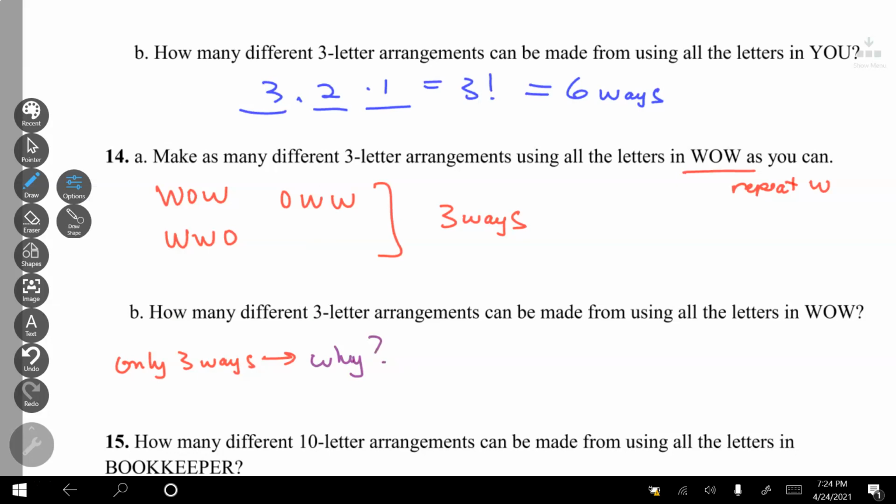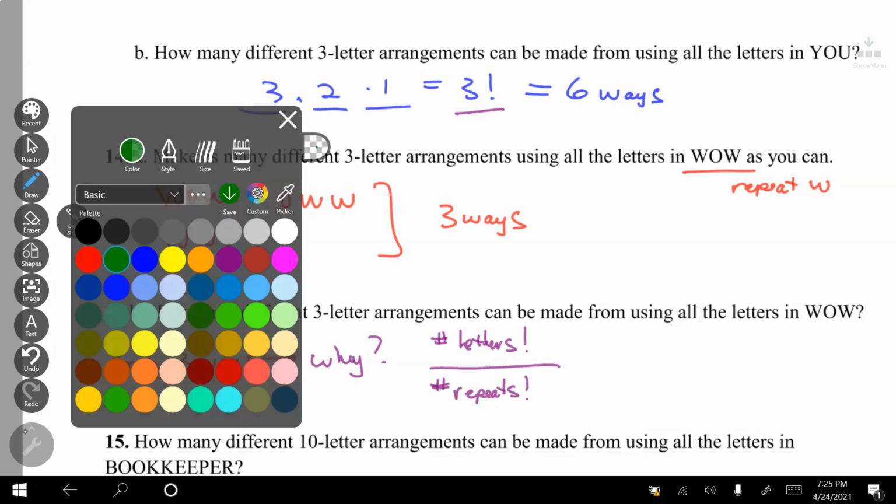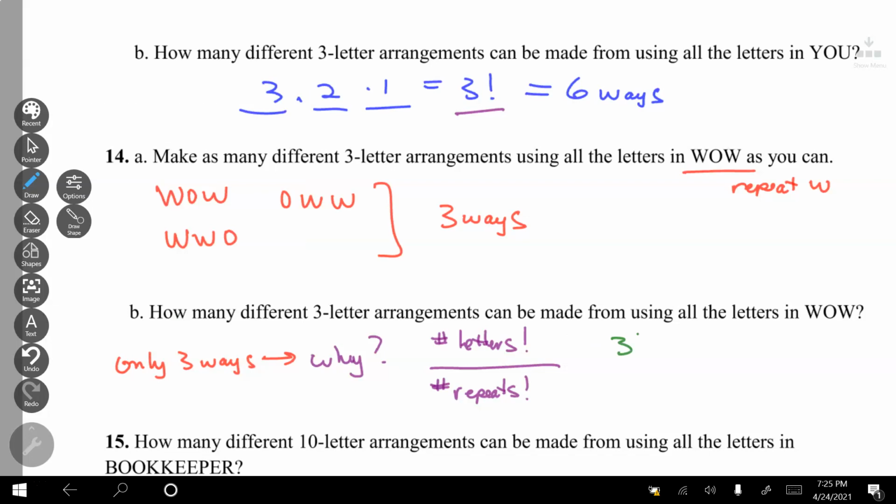So if I want to rearrange the letters in Y-O-U, it was 3 letters, 3 factorial. If I want to do the letters in WOW, it's going to be the number of letters factorial divided by the number of letters that are repeated factorial. So for my example, it would have been 3 letters in WOW, 3 factorial, over the repeats, 2 W's, 2 factorial. 3 factorial is 3 times 2 times 1, which is 6. 2 factorial is 2 times 1, which is 2. And you see I get only 3 ways.